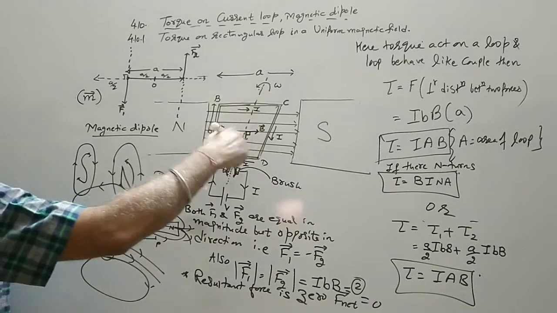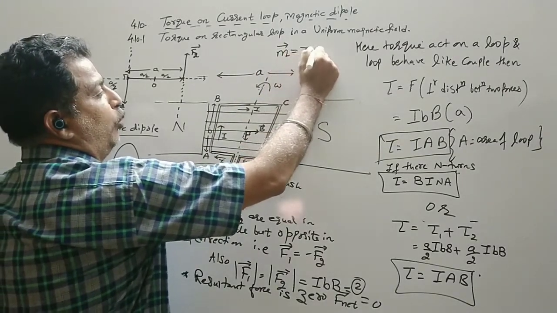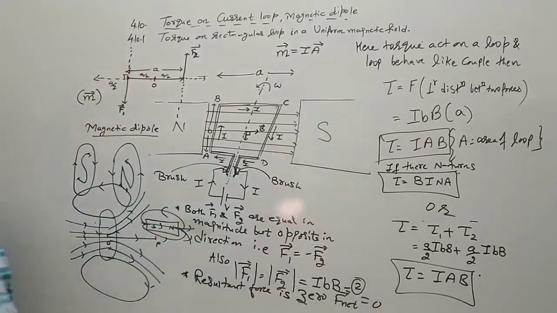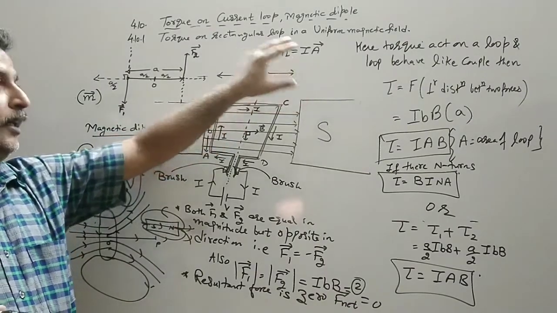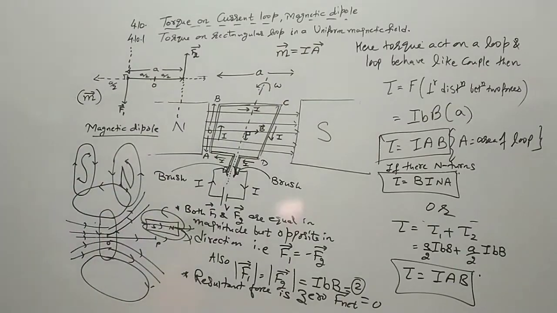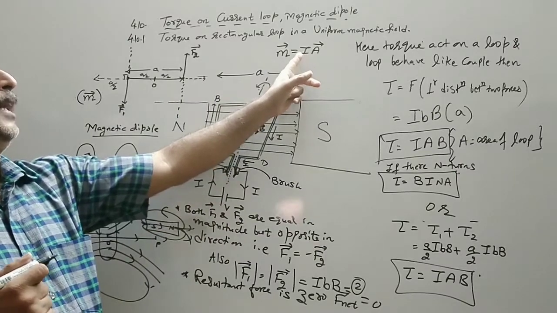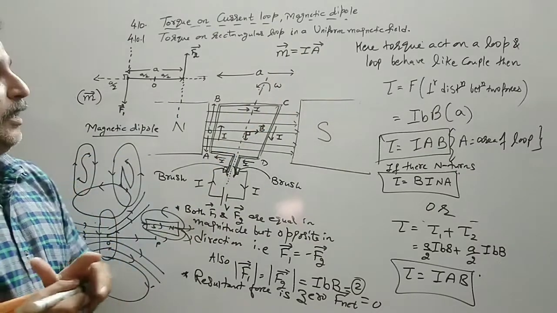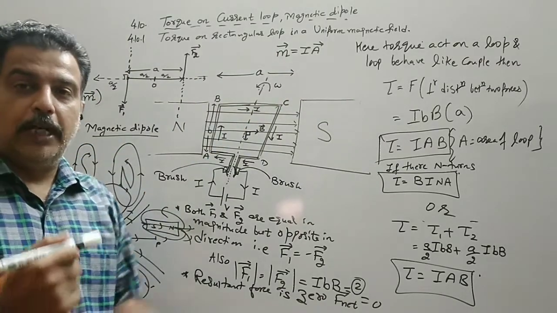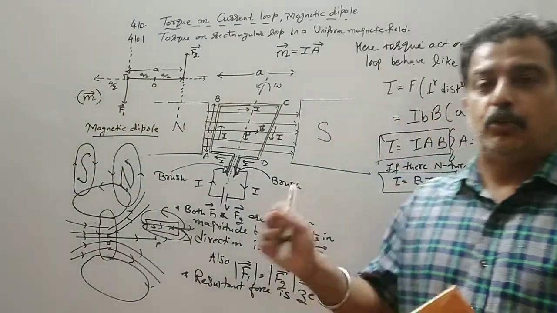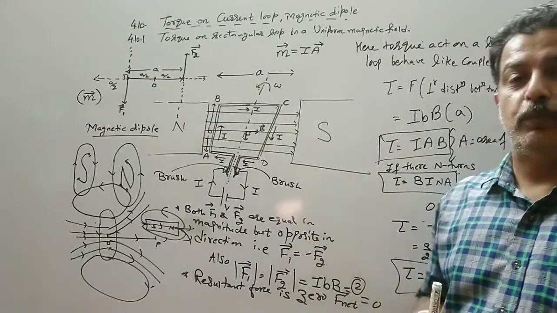And if a loop carries a current, then the magnetic moment is given by the formula I into A vector. We will come to this formula in the next chapter, and discuss it in detail. For the time being, the magnetic moment of any loop carrying current is given by I into A vector. Whatever is the direction of A vector, that is the direction of M vector. Either you find the direction of A vector, which is the direction of M vector, or as I said, its direction should be from south to north.